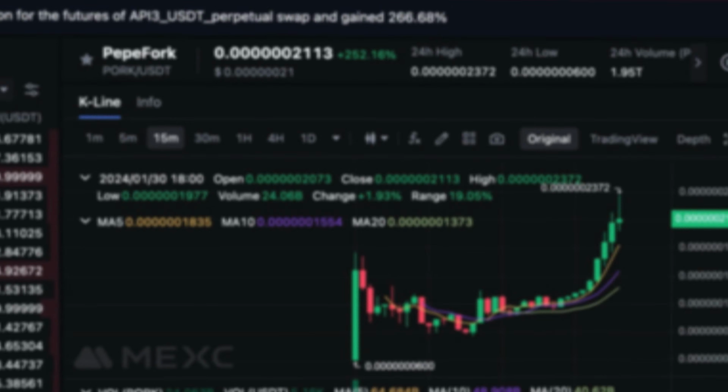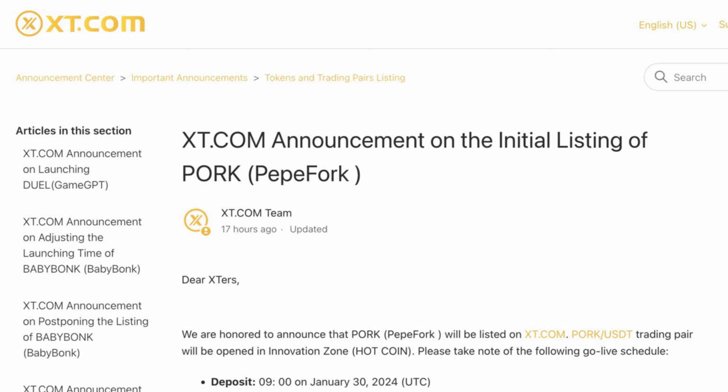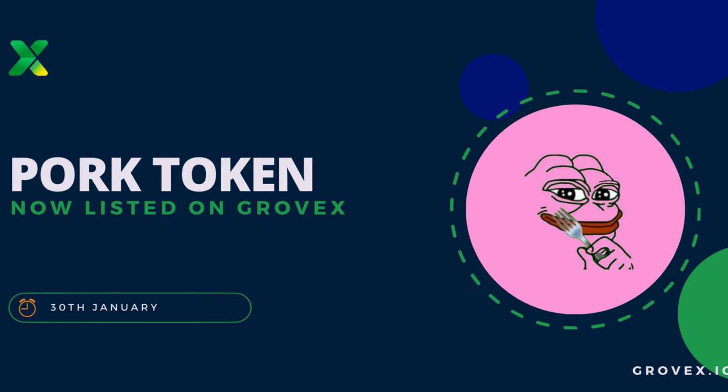That said, Pork is already listed on some analytical websites such as CoinMarketCap, CoinGecko, and DexTools.io, and some centralized exchanges including MEXC, LBank, XT, and GroveX, and I'm confident that more prominent crypto exchanges will begin to list Pork, considering how popular this coin is in under 24 hours.